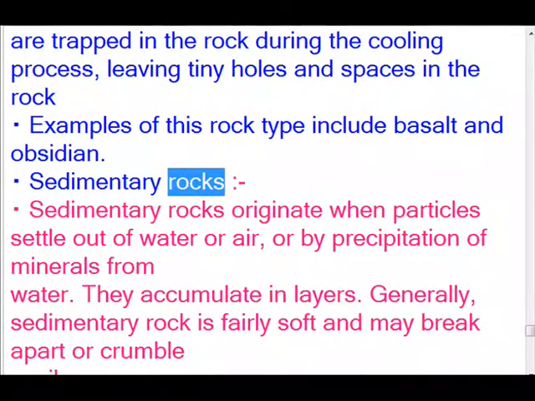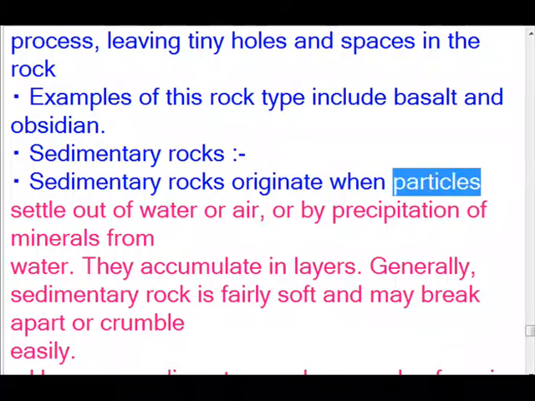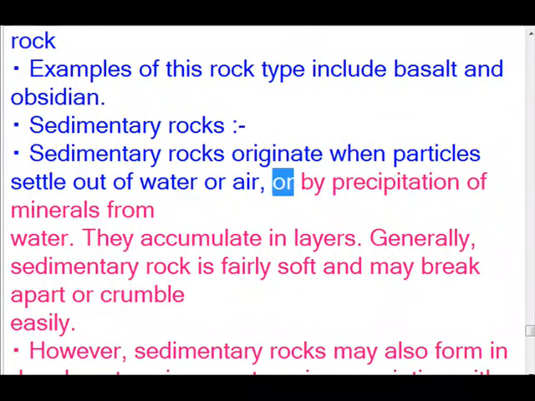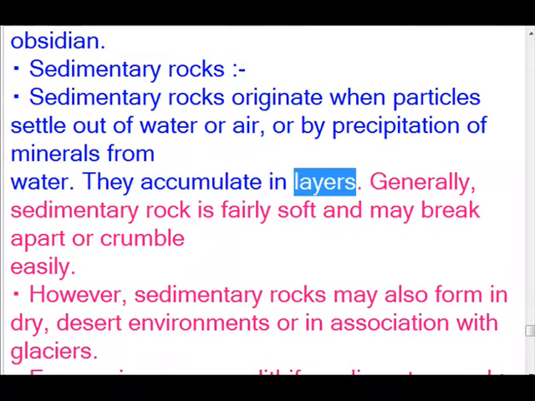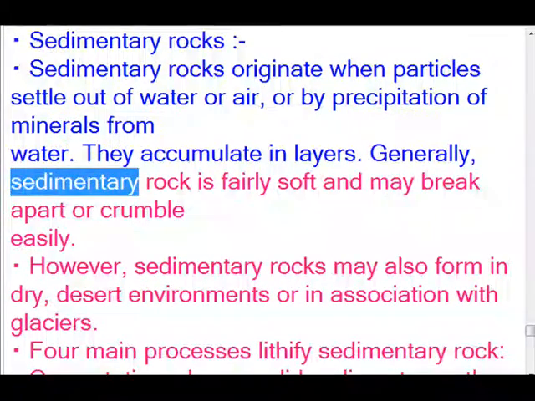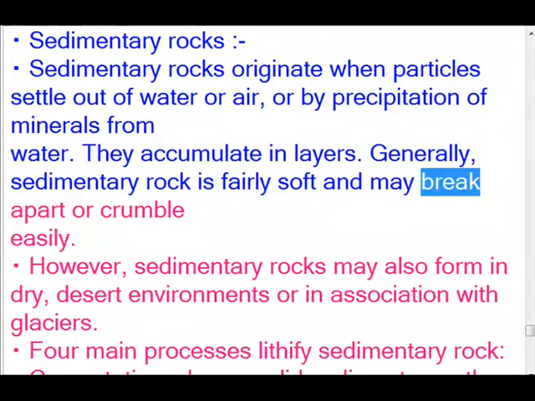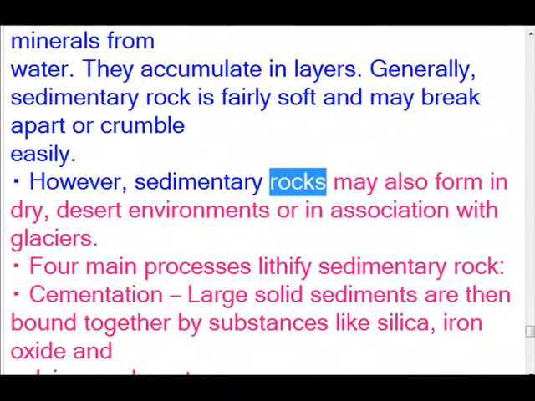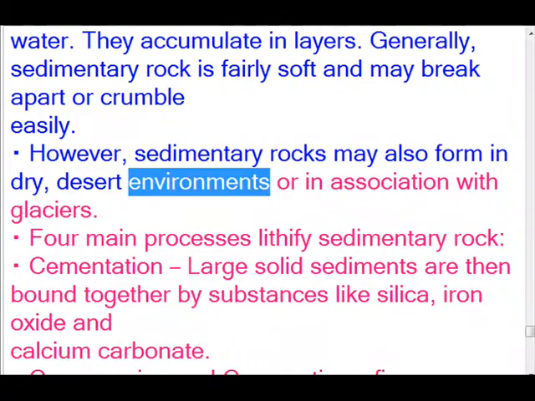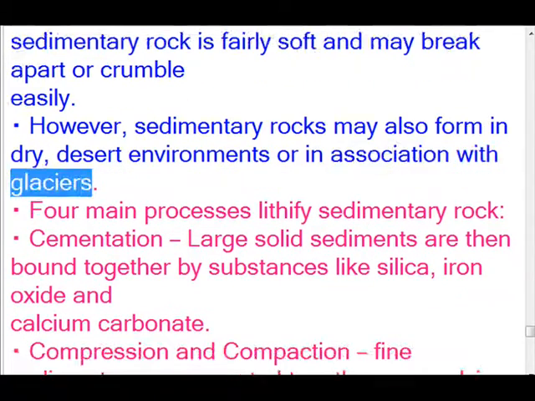Sedimentary rocks. Sedimentary rocks originate when particles settle out of water or air, or by precipitation of minerals from water. They accumulate in layers. Generally, sedimentary rock is fairly soft and may break apart or crumble easily. However, sedimentary rocks may also form in dry, desert environments or in association with glaciers.